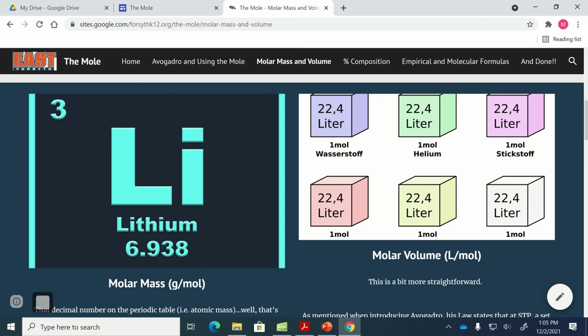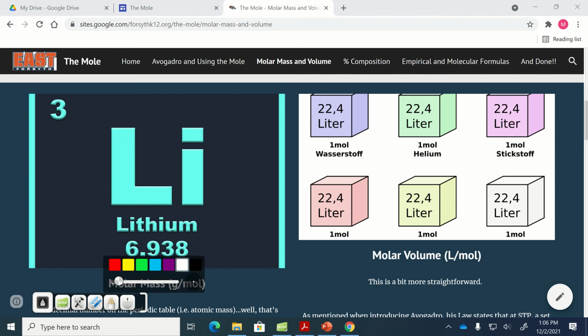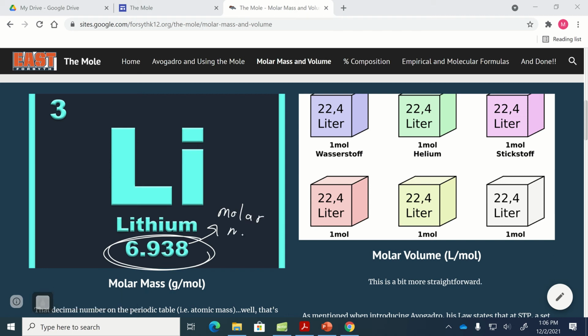That number right there, which I need to change my pencil color to show, is also what's called the molar mass. So this is saying lithium has a molar mass of 6.938 grams per 1 mole. And we have figured that out for every single element out there.